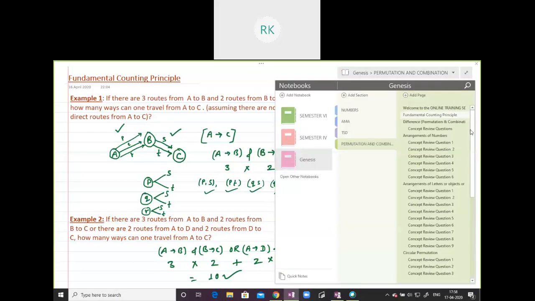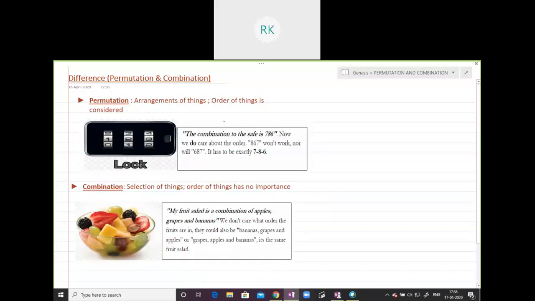So here we go for the next one. I mean, Navin sir was talking about the difference between these two. If you look at the screen, you will understand the meaning of permutation, the meaning of combination. What is a permutation here? Arrangement of things. This is very, very important. The word arrangement, important here. What is the word given here? Selection. That is a combination.